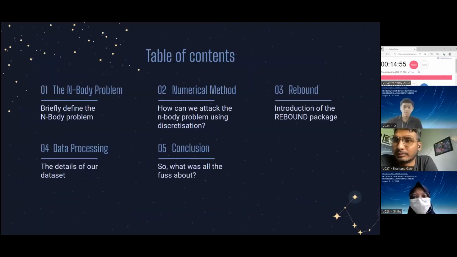These are the topics that we're going to talk about today. The first one is the brief definition of the n-body problem, and then the numerical methods or tools to attack the n-body problem. After that, there is the explanation of REBOUND, data processing, including the details of our dataset, and the last one is the conclusion.